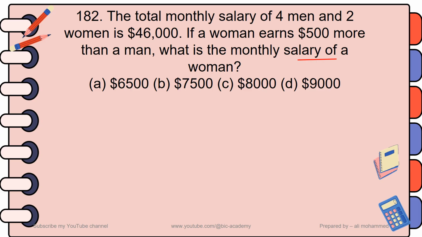What is the information? The information says that there are 4 men and 2 women, and the total income of 4 men and 2 women is $46,000. And a woman earns $500 more than that of a man. Based on this information, you are required to find out the monthly salary of a woman.